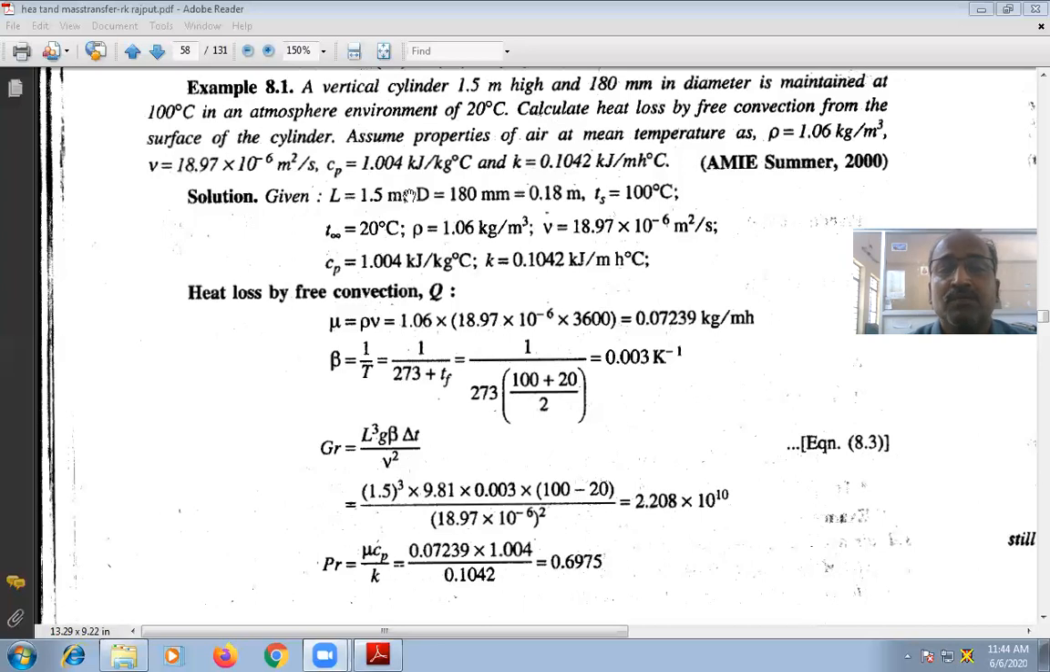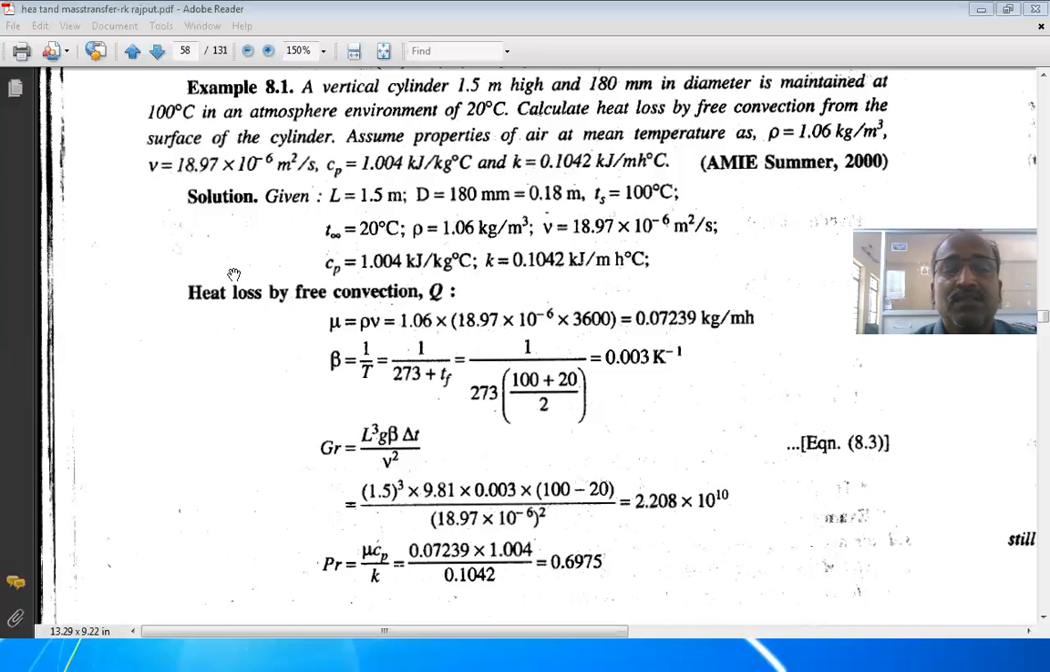Length is 1.5 meter, diameter is 180 millimeter, converted to meter 0.18 meter. Surface temperature is 100 degrees centigrade. Surrounding temperature is 20 degrees centigrade. Density, kinematic viscosity, specific heat, and thermal conductivity all are listed here. So first, what we have to do is heat loss by free convection, that is Q. Heat loss is what? So first we have to calculate the dynamic viscosity.